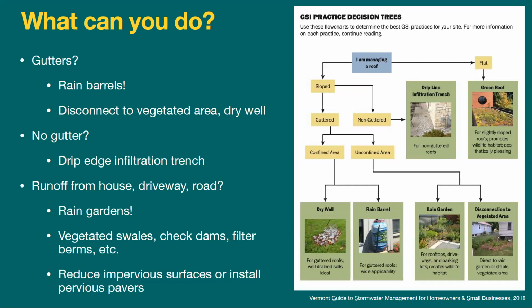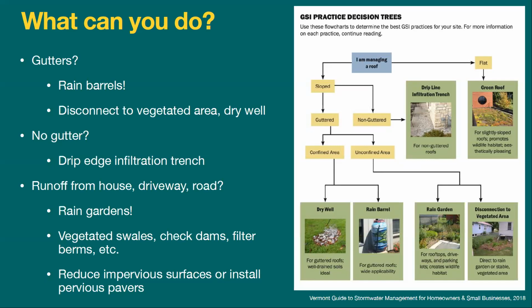If you don't have any gutters, a drip edge infiltration trench can be great. Basically, it's a trench where the bottom is angled away from your house, and then you fill it up with gravel or pea stone or some sort of round river rock. And that just helps give a little more capacity for the water to soak into the ground and then flow away from your house.